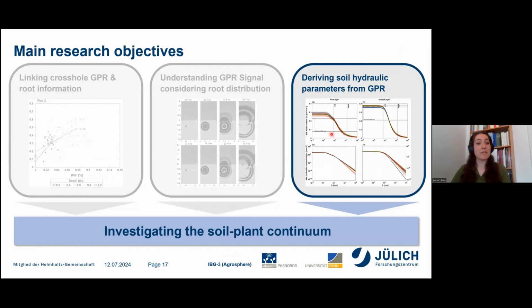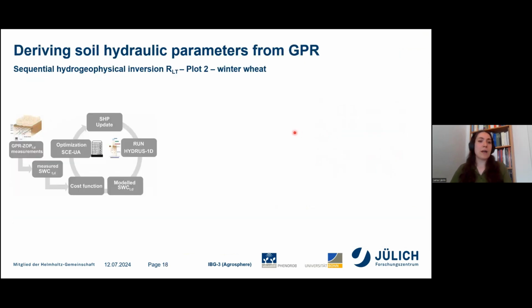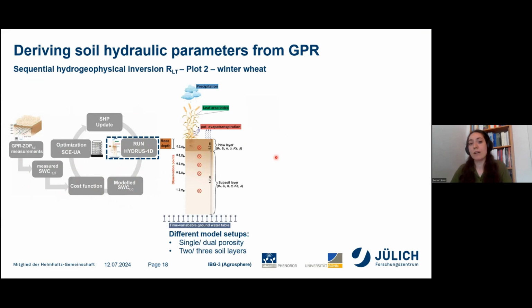So this is the third part of my PhD, where we did a sequential hydrogeophysical inversion to derive the soil hydraulic parameters. We did that for a winter wheat crop field. And there we have our GPR measurements, which give us the soil water content. And we have a modeling loop. And there we have a 1D HYDRUS model, which consists of our hydraulic parameters. And we update them in this inversion loop until our modeled soil water content matches our measured soil water content. And this model is basically, again, a replica of our rhizotron facilities.